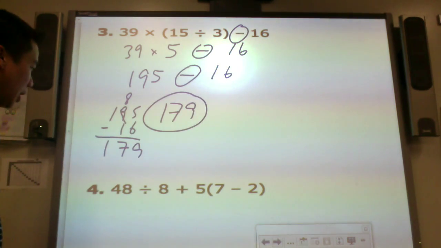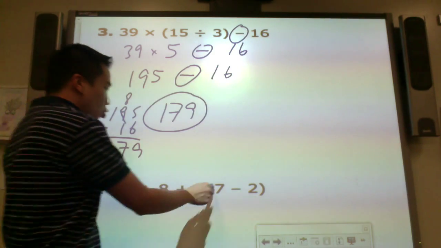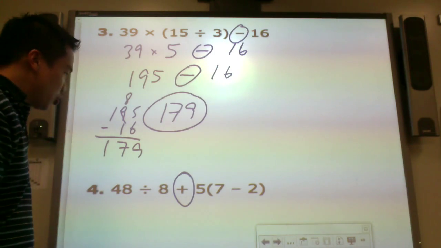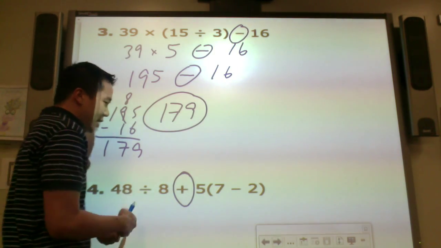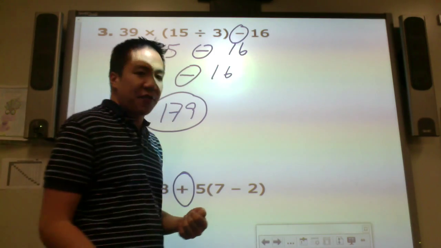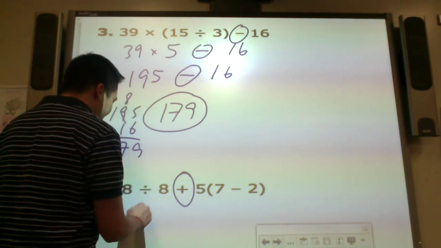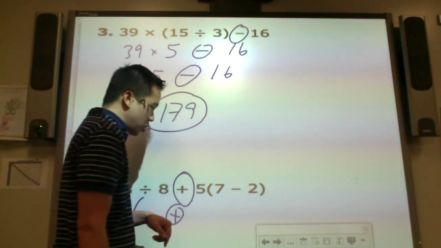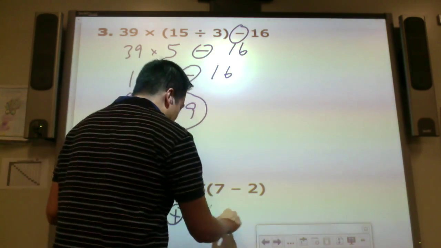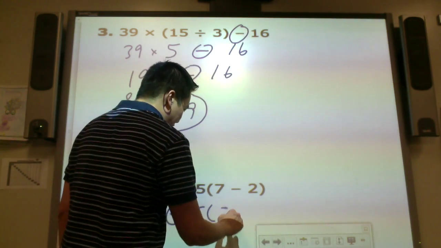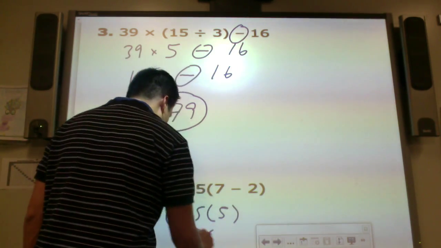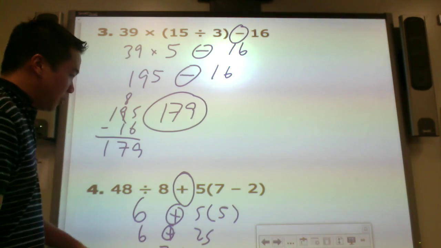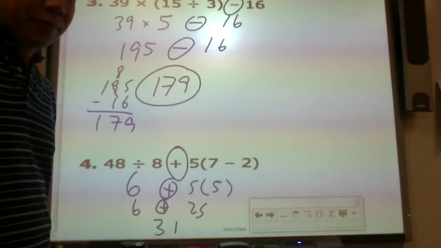Number 4. 48 divided by 8 plus 5 groups of 7 minus 2. I see this additive operator. So the first term is 48 divided by 8. The second term is 5 groups of 7 minus 2. So 48 divided by 8 is 6. What is 5 groups of 7 minus 2? 7 minus 2 is 5. What's 5 groups of 5? 25. So 6 plus 25 is 31.